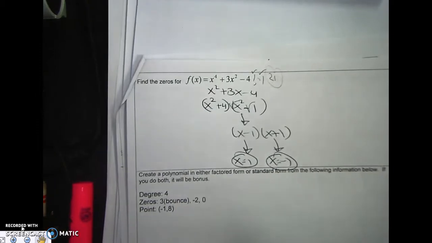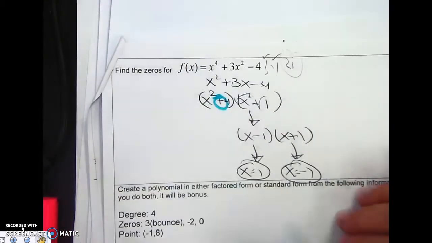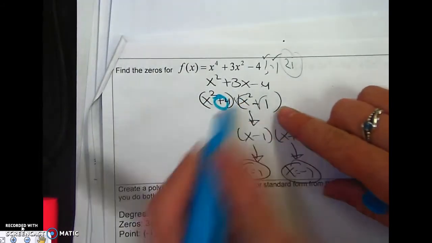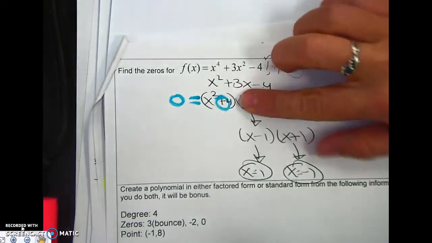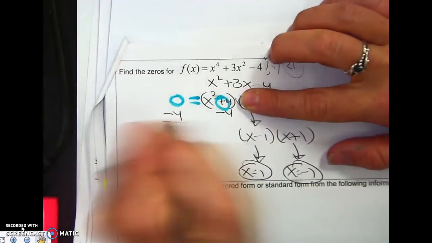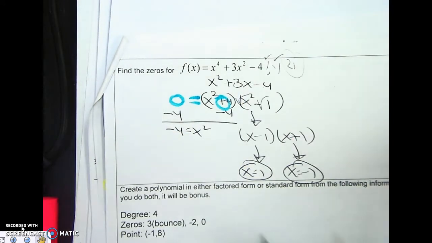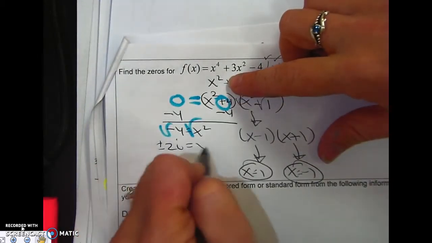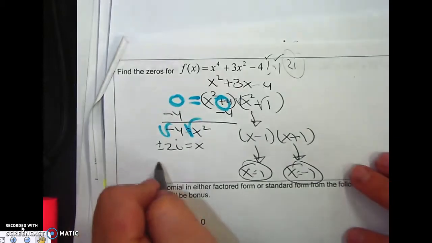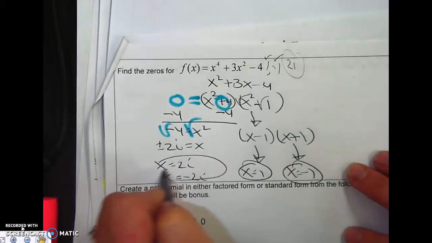Now I have to look here, and I need you guys to be careful. Because this is plus, you can't square root it. It can only work if it's minus. So I have to set that equal to 0. So I'm going to cover that, and I'm going to go -4. -4 equals x squared. Square root. I have a negative. It's imaginary. 2i plus or minus is x. Therefore, x equals 2i. And x equals -2i.